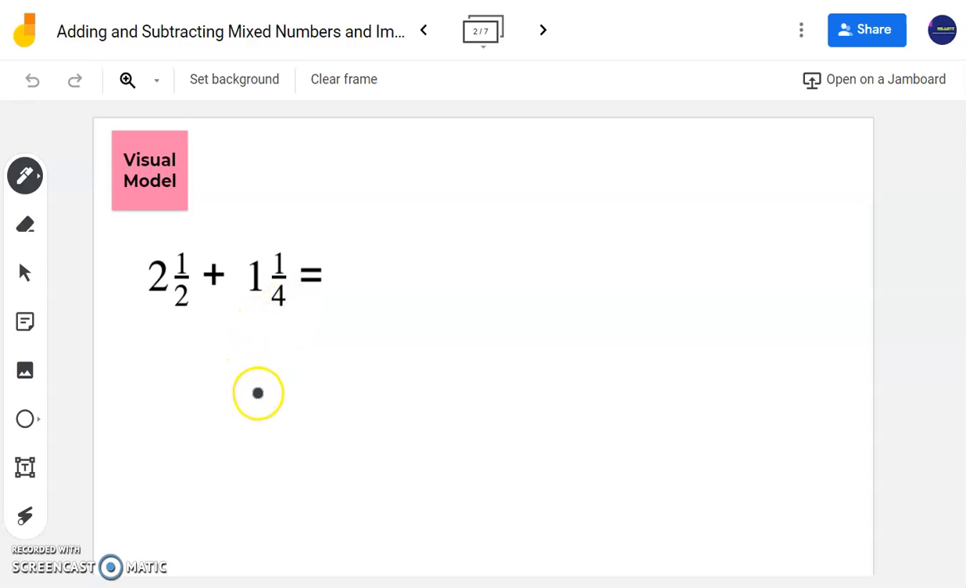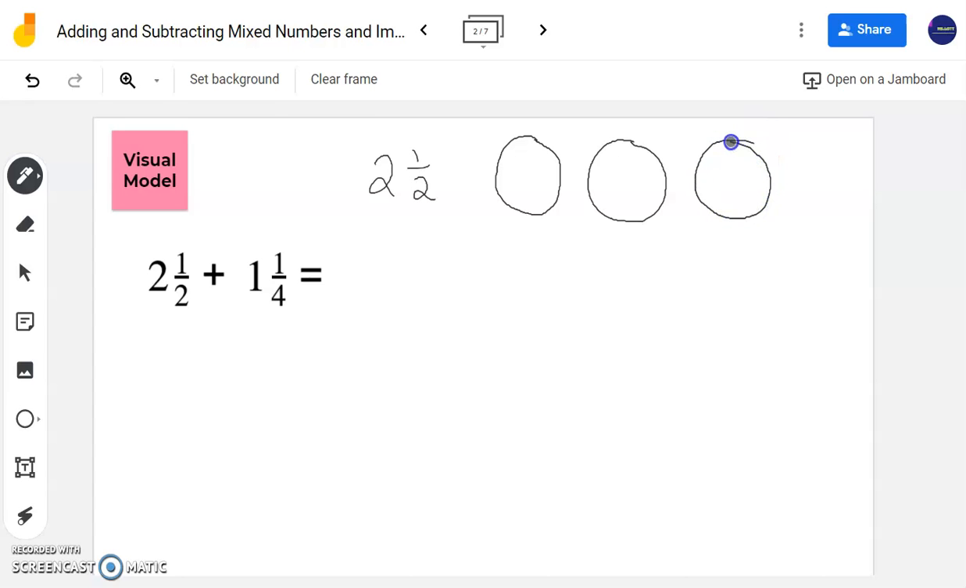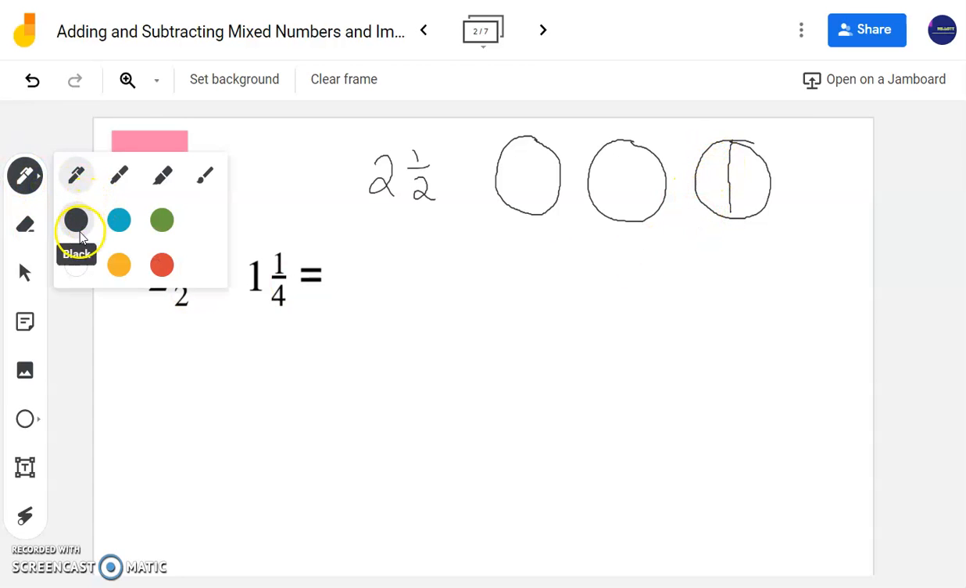The first way I'm going to show you is using a visual model. So I'm going to first take 2 1/2, and I'm going to draw a picture of what that looks like. So we're going to draw circles here. I have one full circle, a second full circle representing my two wholes, and now I have 1/2. So that's telling me I have one piece of a whole. Now, notice it's 1/2, so I broke that circle into two equal pieces.